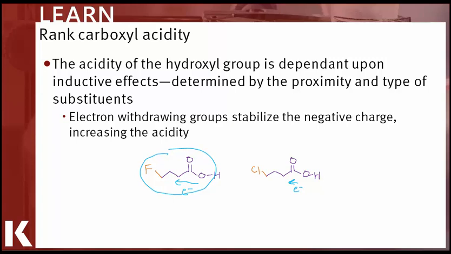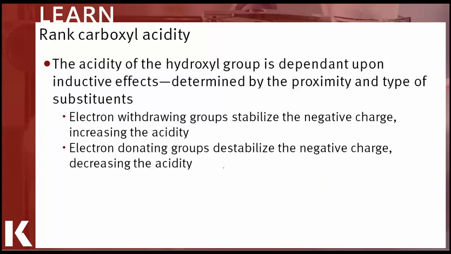So if electron withdrawing groups increase acidity, you probably already have guessed that electron donating groups are going to have the opposite effect. They're going to destabilize the negative charge on the carboxylate, and therefore decrease the acidity. Alkyl groups are pretty common electron donating groups.